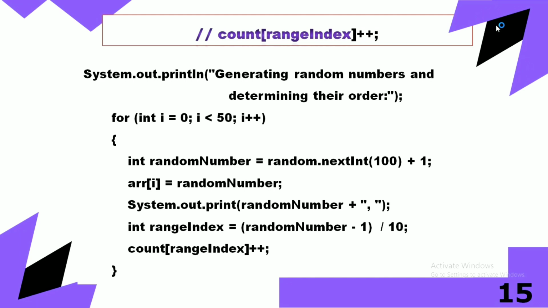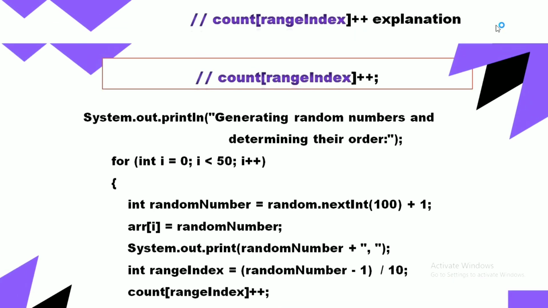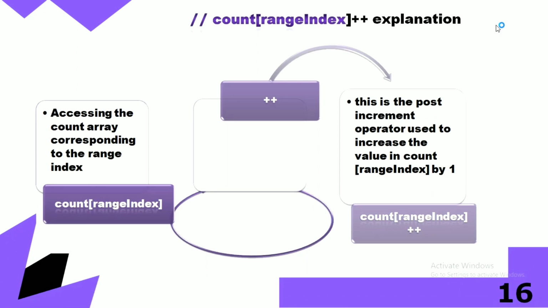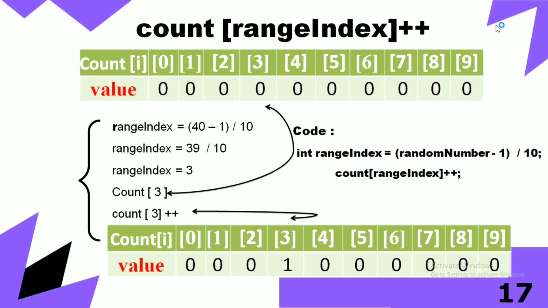In the next line, we have count[range index]++. Let's break down this line into two parts. 1. count[range index]: this accesses the value in the count array corresponding to the range index. 2. ++: this is the post-increment operator, which increases the value in count[range index] by 1. In our case, the range index is currently 3.